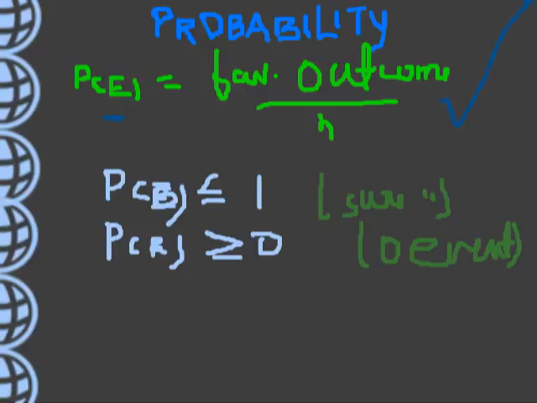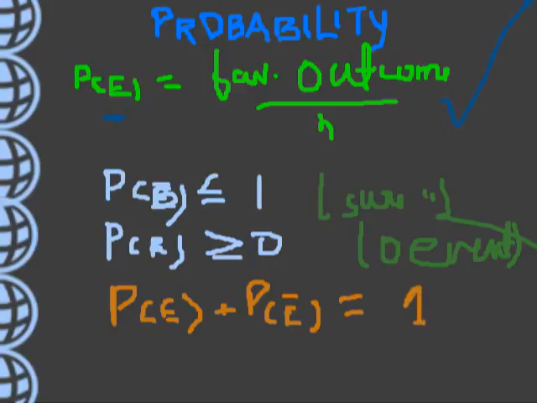Now let's solve some questions based on this. We should also know that the probability of a sure event, represented by P(E), plus the probability of the negative event, represented by P bar E, is equal to 1. This is the one which we have to always keep in mind. So now let's solve some questions based on this formula.